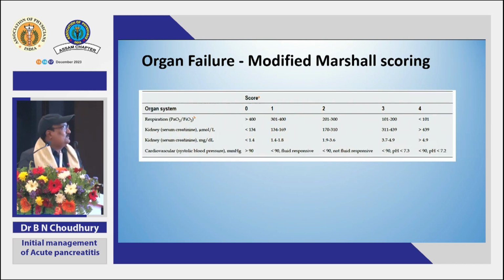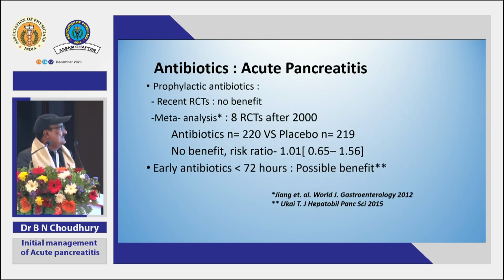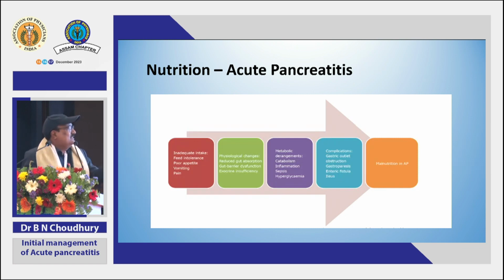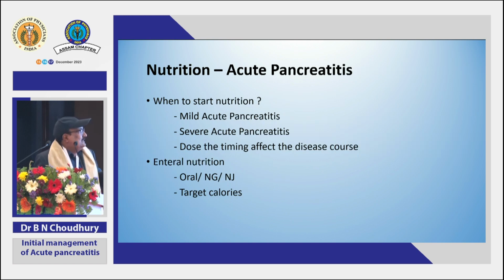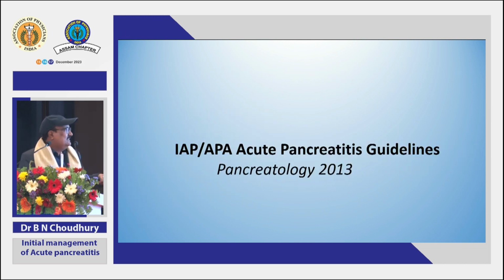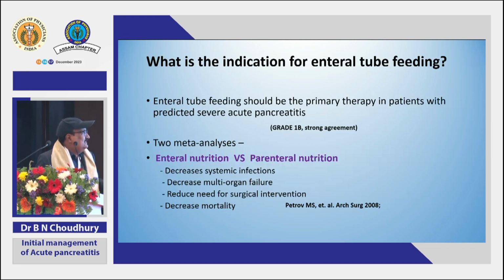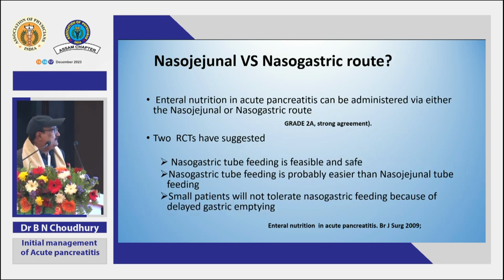So lots of things to be discussed. Prophylactic antibiotic, no role. Then nutrition, these are the causes of malnutrition. When will you start nutrition? In mild acute pancreatitis, pain-free, bowel sounds present, you can feed. These are the recommendations. Both enteral and nasojejunal feeds are equally effective.